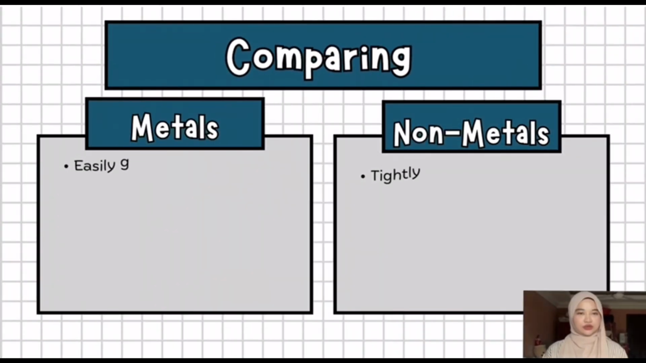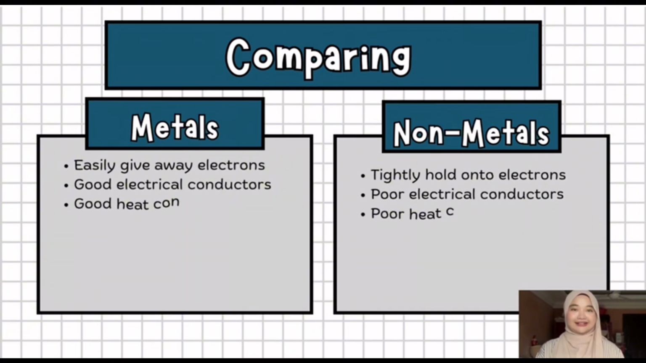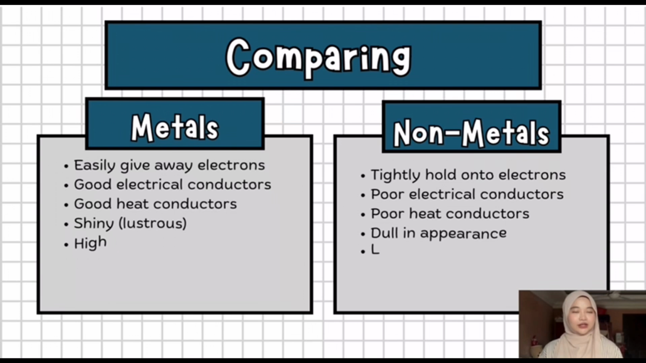Here's an easy way to remember the trend. Metals are losers, electron losers. That's it. They are great at giving away electrons. Non-metals, on the other hand, are hoarders. They hold onto their electrons tightly and hate losing them. This is why metallic character helps us understand why metals are shiny, conduct electricity, and form cations, while non-metals don't.